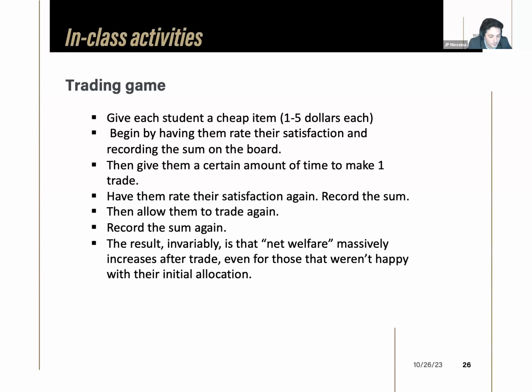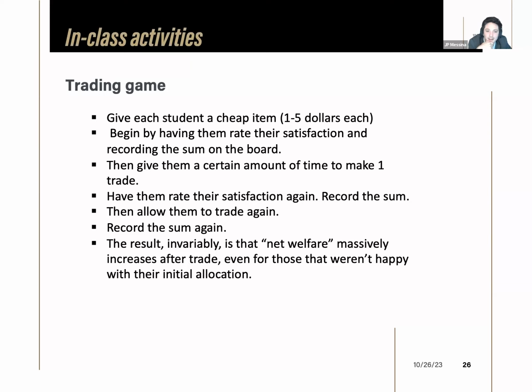As for activities, while teaching the Wealth of Nations, you can have students play a simple trading game in which each student is given a cheap item, $1 to $5 each. So I like to get a variety of things, drinks, a can of tuna or cat food or something like that that's likely to be undesirable next to candy and soft drinks and things of that nature. And then what you do is you begin by having them rate their satisfaction with what they've been given, and you record the sum of the total on the board.